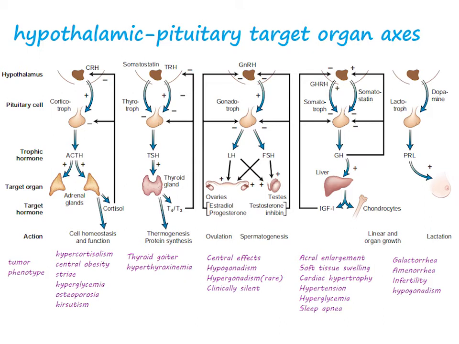Thyrotroph cells express the common glycoprotein alpha subunit and the specific thyroid-stimulating hormone beta subunit. Gonadotroph cells express the alpha and beta subunits for both follicle-stimulating hormone and luteinizing hormone. Lactotroph cells express prolactin.